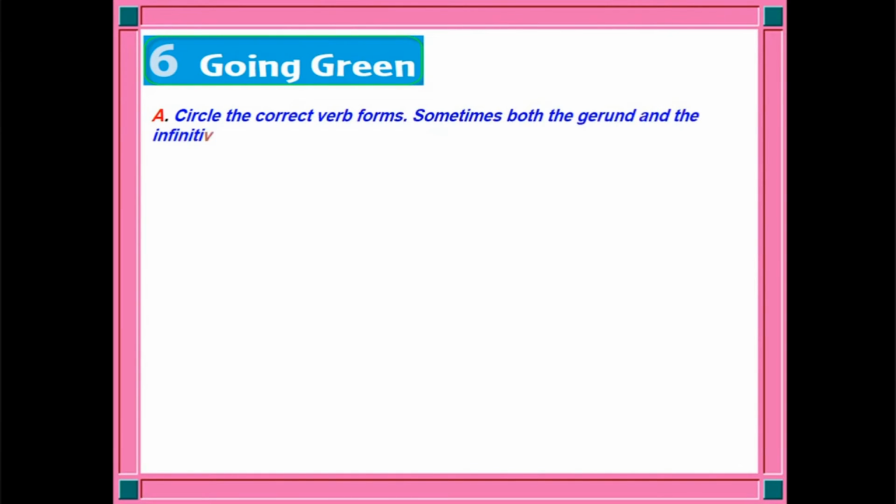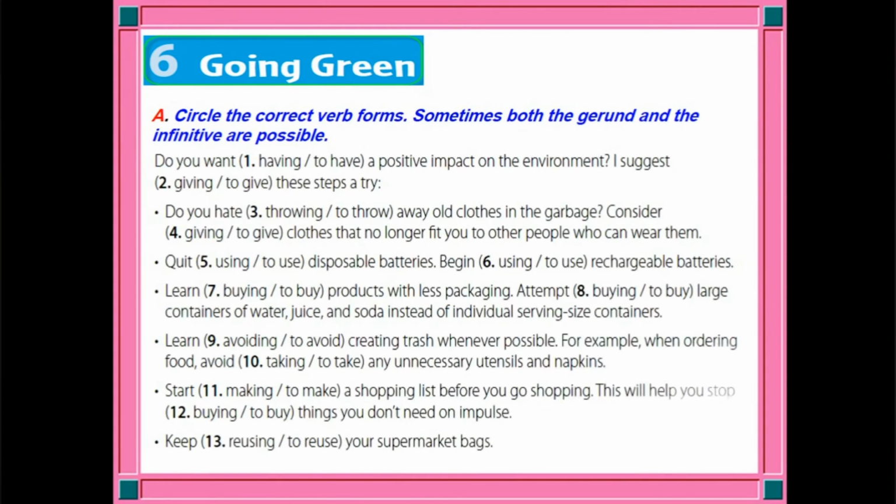Circle the correct verb form. علم يا شباب على الإجابة الصحيحة. Do you want having or to have a positive impact on the environment? I suggest these steps a try. يبقى number one, do you want to have, and the second, I suggest giving. Number two, do you hate throwing away old clothes in the garbage? Consider giving or to give.